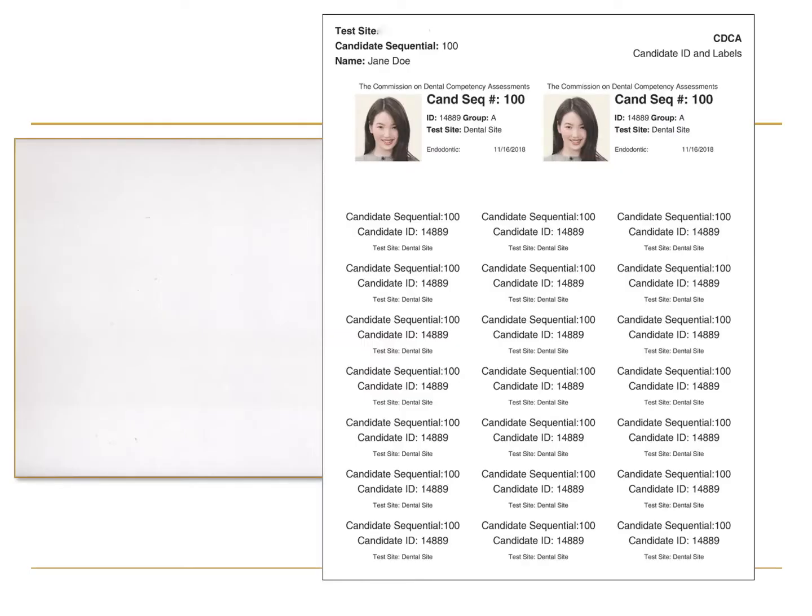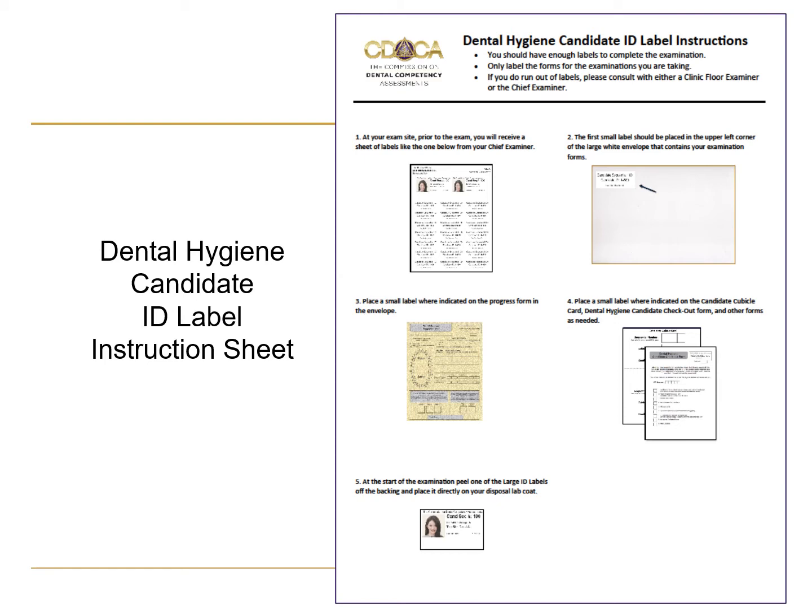At orientation, you will receive a sheet of peel-off labels and a white envelope filled with forms that will be used for the examination. In your white envelope, you will find instructions on how to use your ID labels. We will briefly review this process in the following slides.